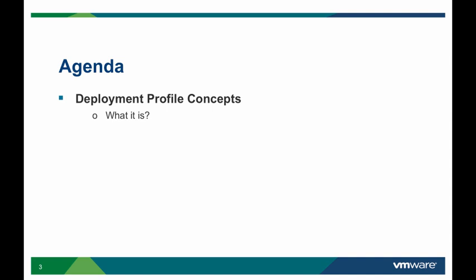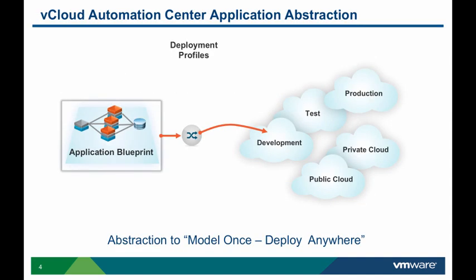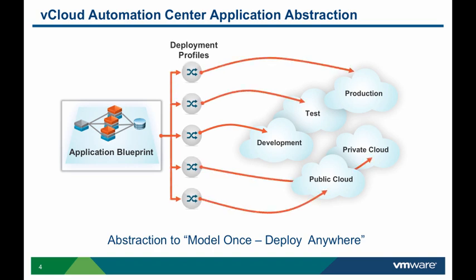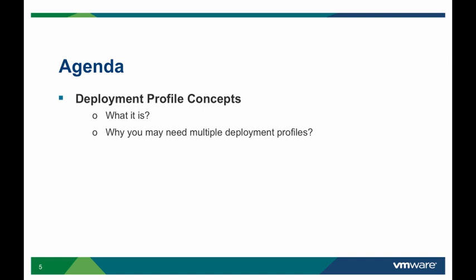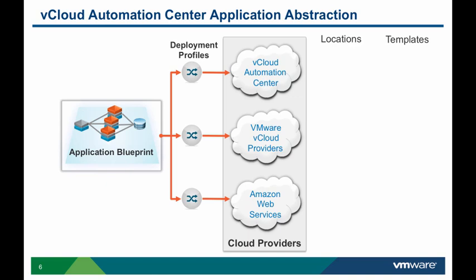So let's take a look at what a deployment profile is. Deployment profiles contain the routing instructions for how that logical model will be deployed. Each application blueprint can have multiple deployment profiles depending on how many different types of deployments it will have. Let's look at some examples of why you might need multiple deployment profiles.